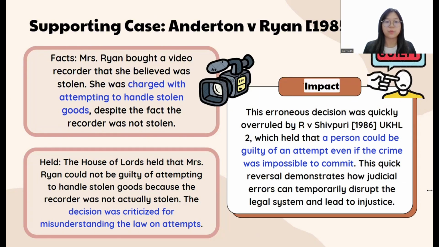This flawed decision was promptly overruled by R versus Shivpuri in 1986, which clarified that a person could be guilty of an attempt even if the crime was impossible to commit. This quick reversal demonstrates how judicial errors can temporarily disrupt the legal system and lead to public confidence loss.